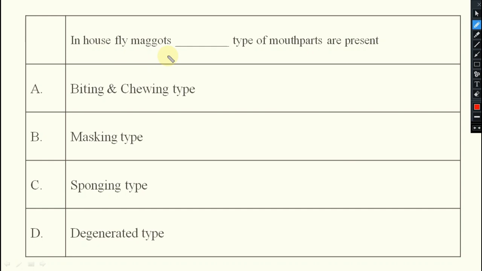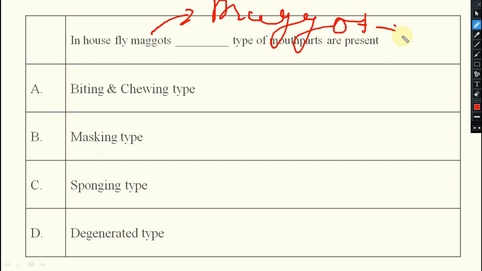In housefly maggots, dash type of mouth parts are there. So we should know what a maggot is. Yes or no? Maggot is the larval stage of the dipteran insect. Dipteran means housefly. In this maggot, which type of mouth part is there? Only a mouth hook like structure will be there. That is known as option D, degenerated type of mouth parts.